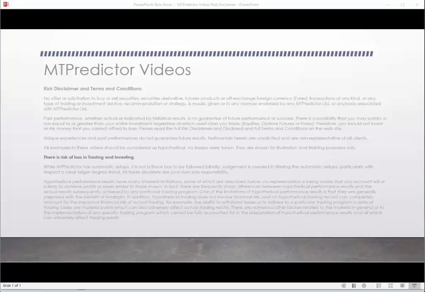In today's MTPredictor video, I'd like to follow up on some analysis we were doing in our MTPredictor training room yesterday on the 3-minute NQ, in particular to show how we look at our setups across multiple time frames.